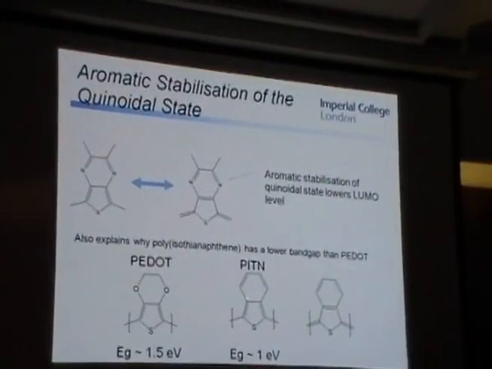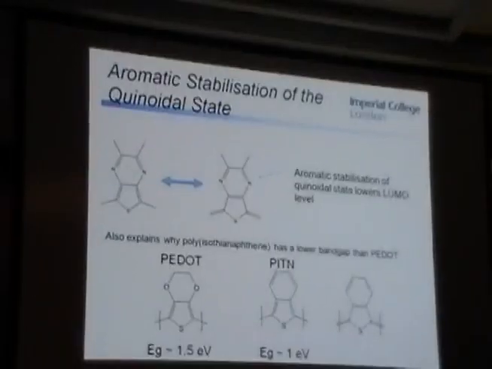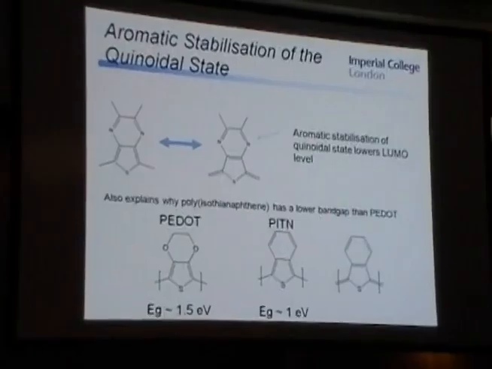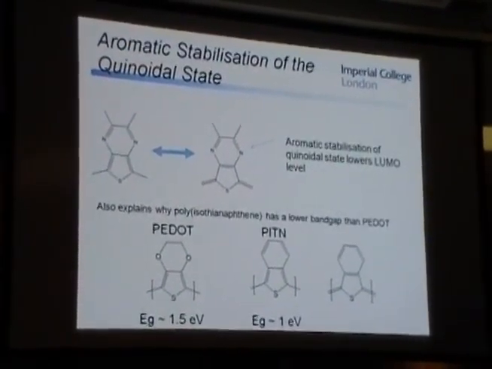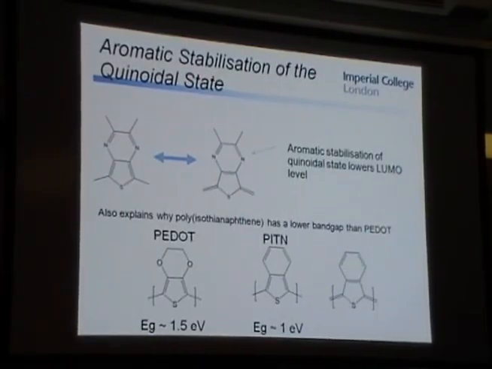You can see that in the excited state, this can form, oops, my pointer's just run out. You can see it can form the aromatic system. This gives it a very low band gap.